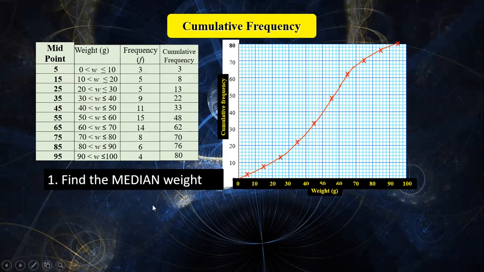Find the median weight. The median weight, what you're going to do is find the weight where half falls exactly. So it's going to be 80 divided by 2, which is going to be half. Draw a horizontal line, make it hit the frequency curve, and then bring it down. And in this case, the median weight is 50 grams, but it's not always going to be so, right?